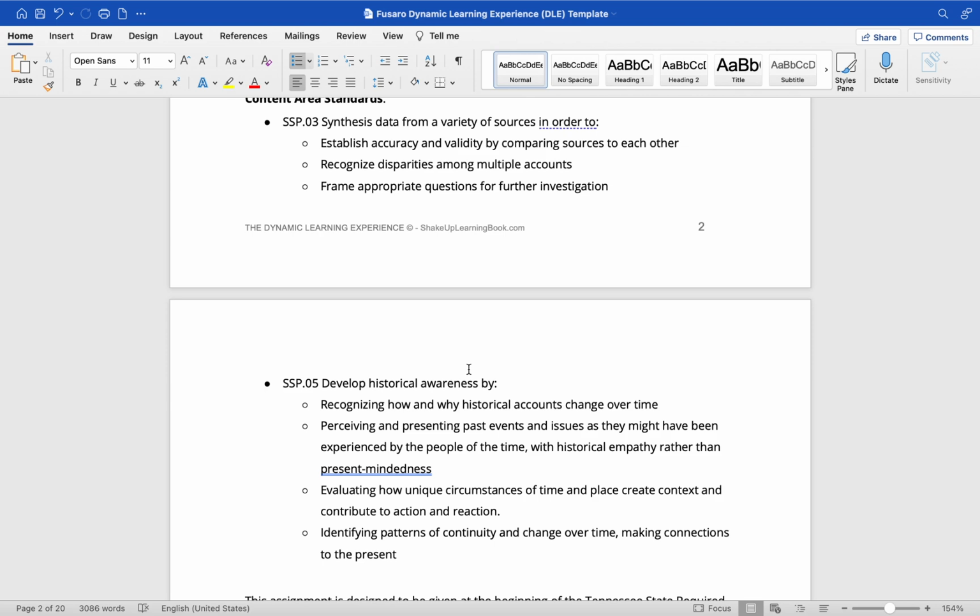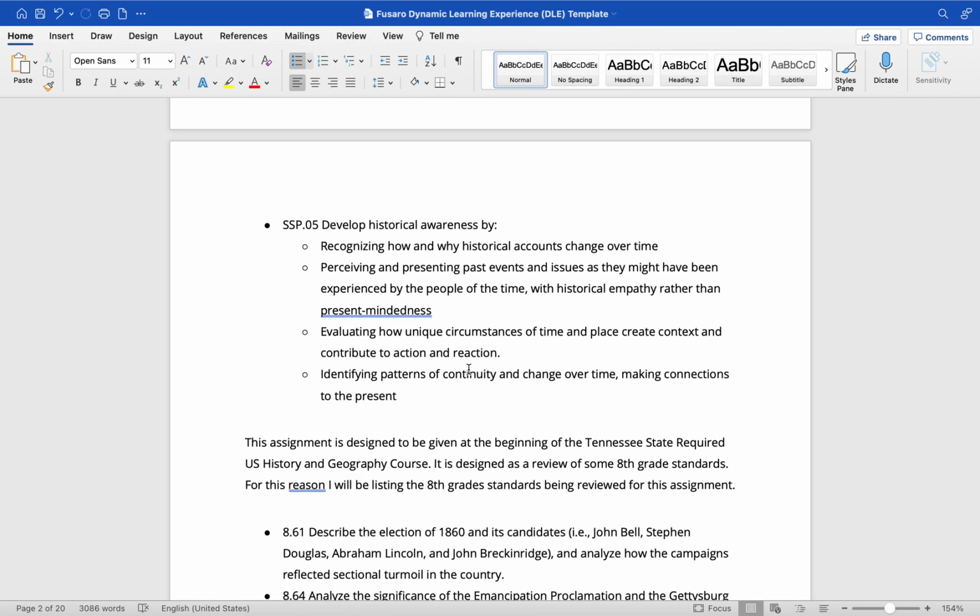So basically, they're going to be able to take information from these different websites and synthesize that information to draw historical conclusions. Social studies practice 05 is developing historical awareness, so recognizing how and why historical accounts change over time, perceiving and presenting past events and issues as they might have been experienced by the people of the time with historical empathy rather than present-mindedness, evaluating how unique circumstances of time and place create context and contribute to action and reaction, and identifying patterns of continuity and change over time, making connections to the present.